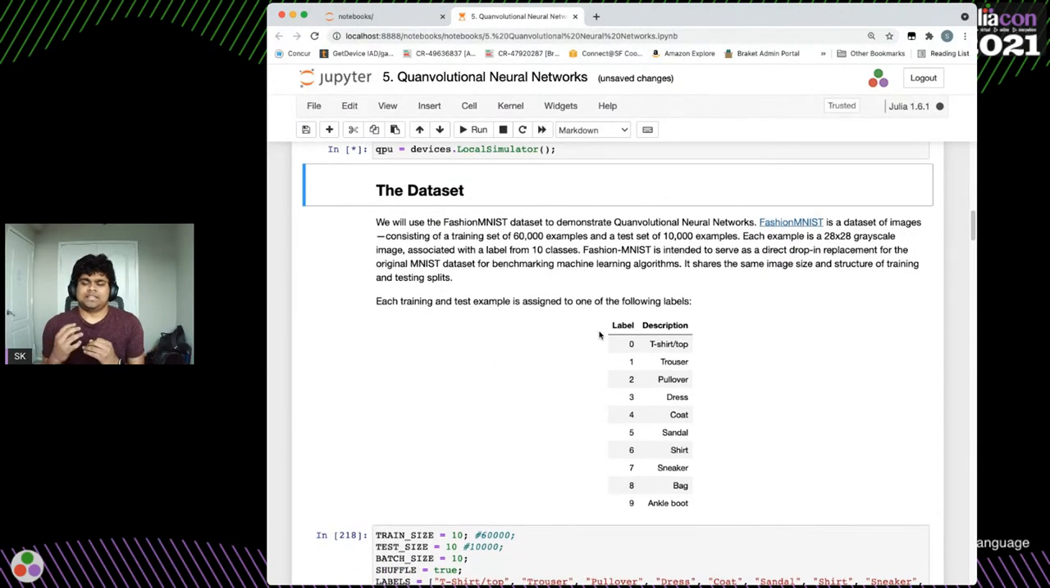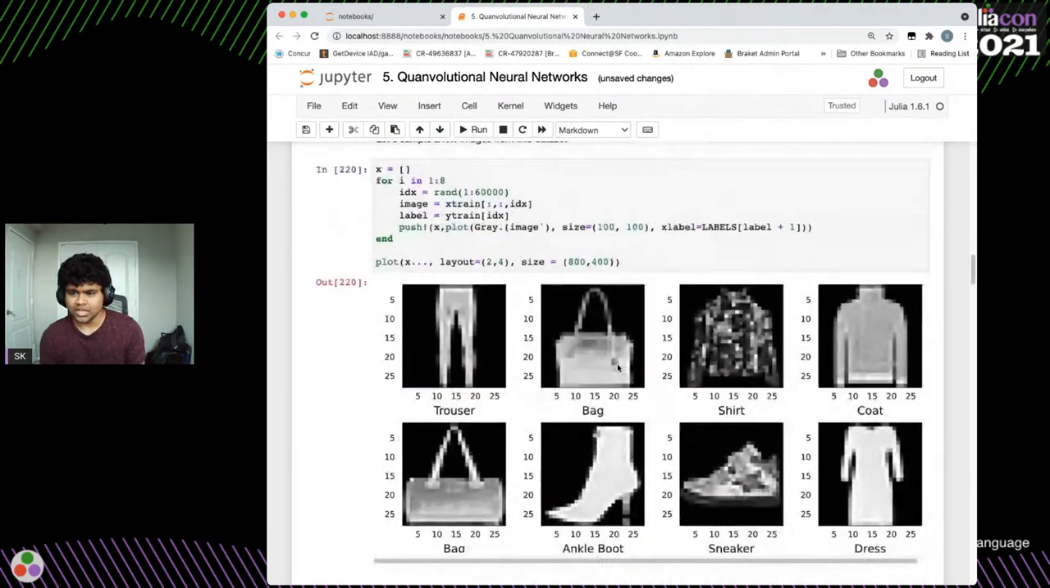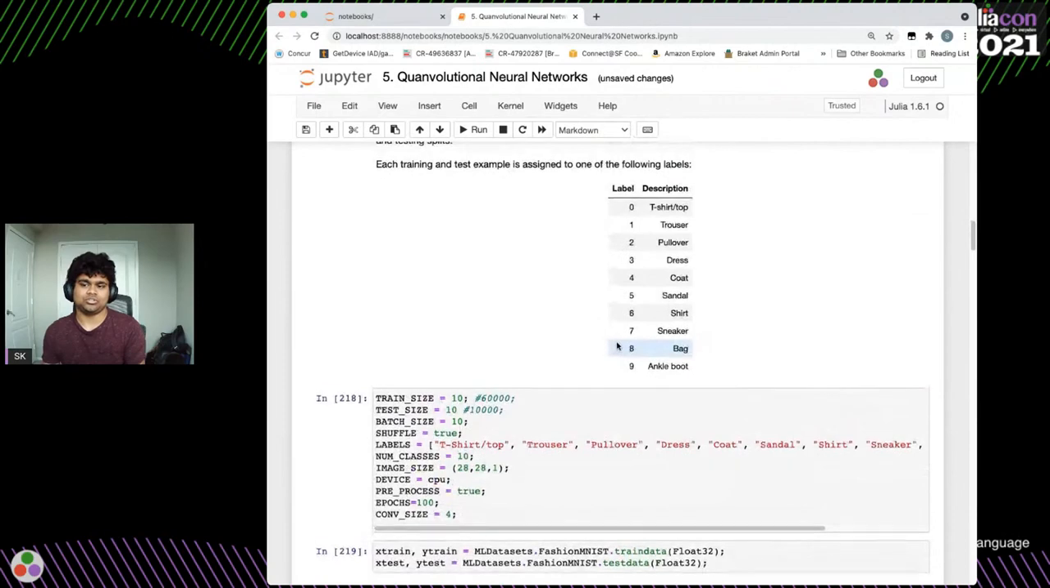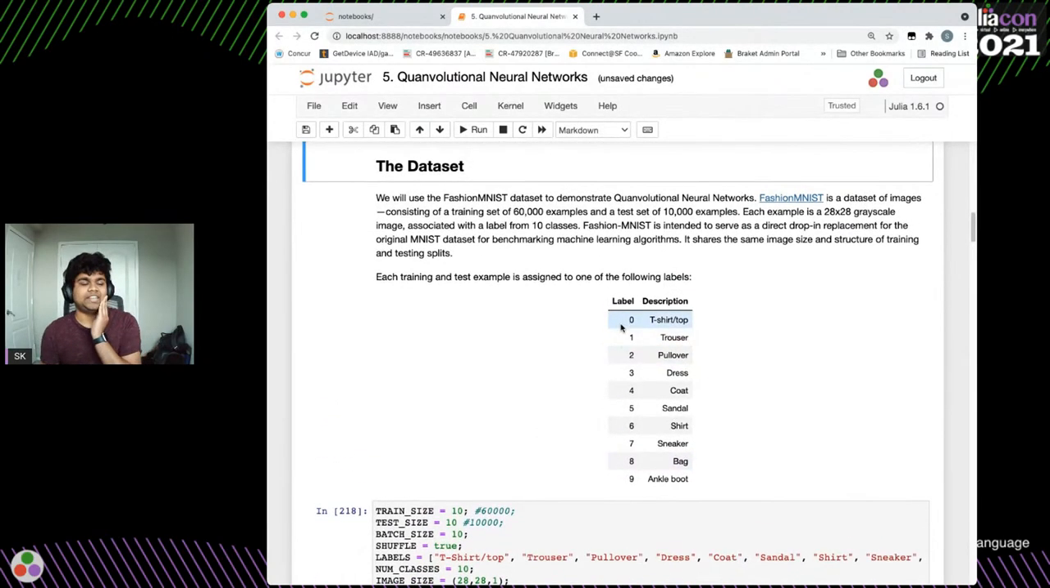So we'll start with all of the same steps from our previous machine learning notebook, which apply to this notebook as well. Except in this notebook, what we're going to be looking at is a classical or a quantum technique to embed data, and then using a classical algorithm to perform the actual machine learning task. In this case, it's going to be classification. It's multi-label classification. And the data set that we'll be using is the Fashion MNIST data set.